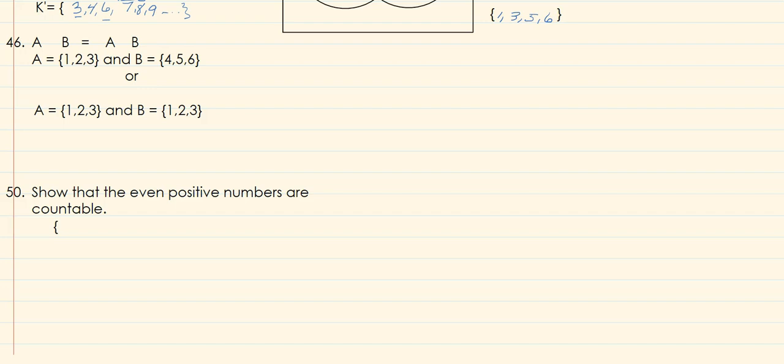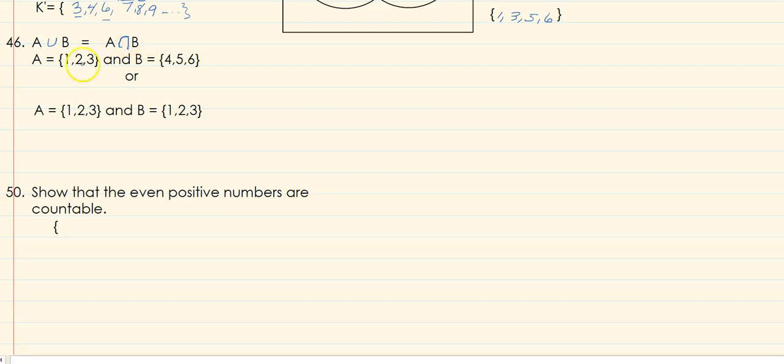Number 46. The instructions are determine whether each statement is always, sometimes, or never true. If sometimes, explain when. So, in number 46, it says A in union with B equals A in intersection with B. Would this be always true, sometimes, or never true?